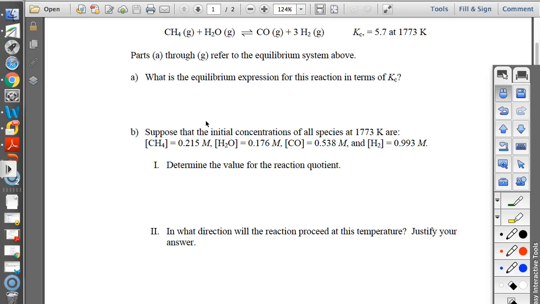Do you see on part B that they give you concentrations, and even though they say initial, it doesn't say equilibrium. So that's how you know that you're not making an ice table. You're just going to make a Q expression.